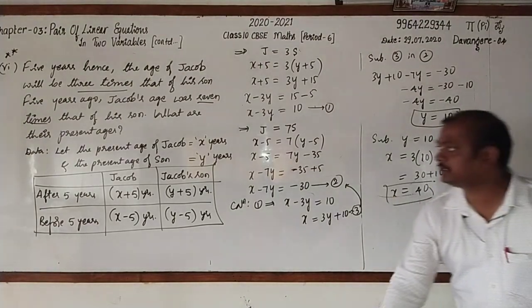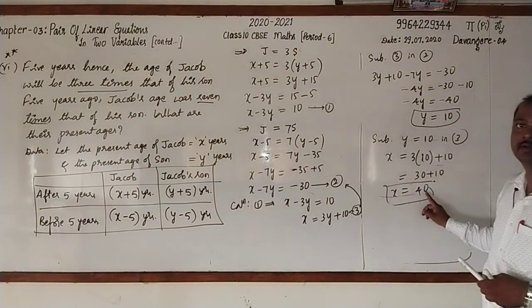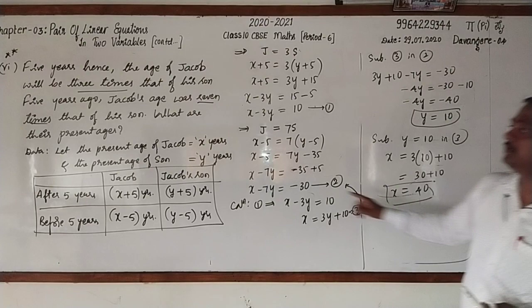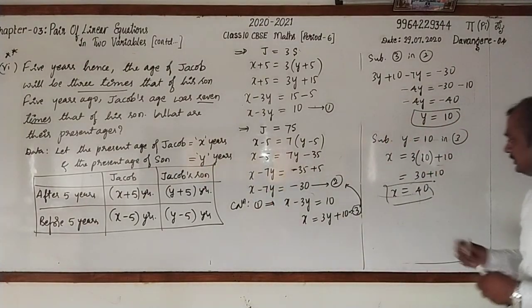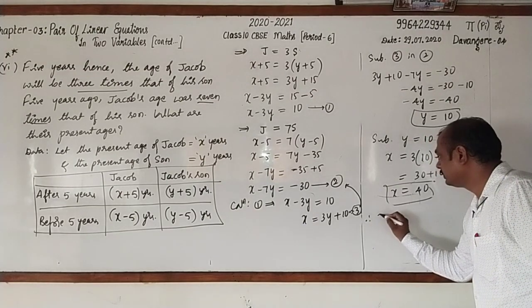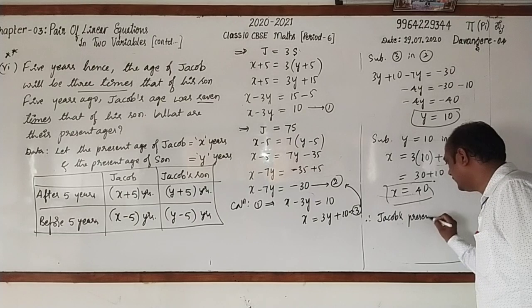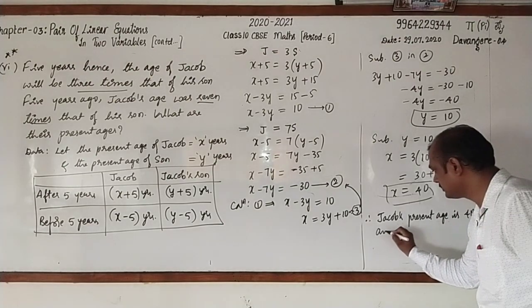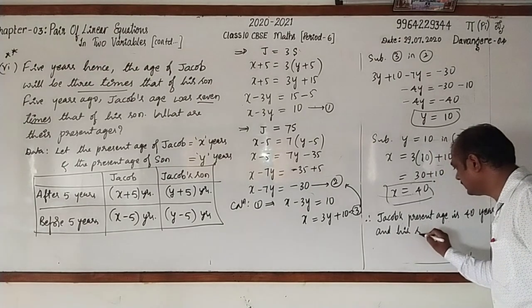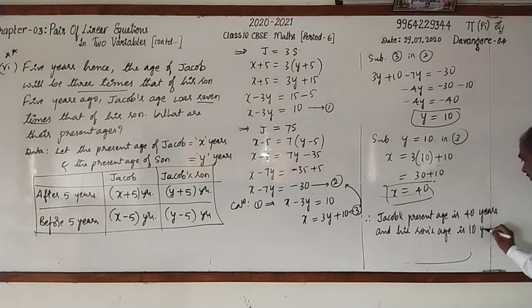What does x represent? x is Jacob's present age. And the age is 40 years. And his son's age is y. It is 10 years. Here I'll write. Therefore, Jacob's present age is 40 years and his son's age is 10 years.